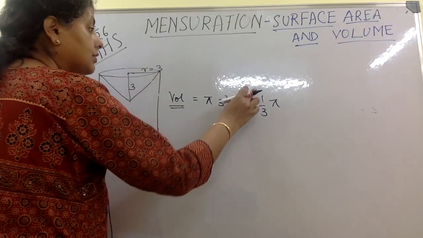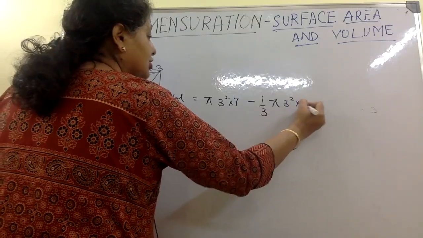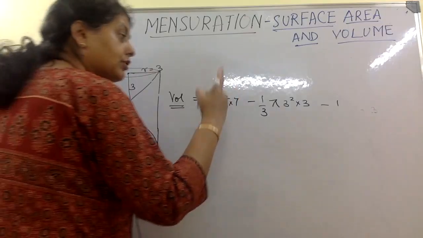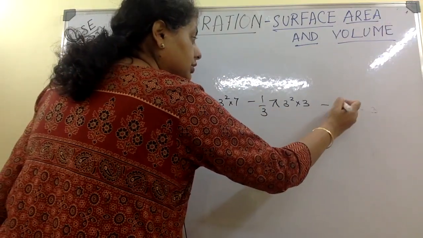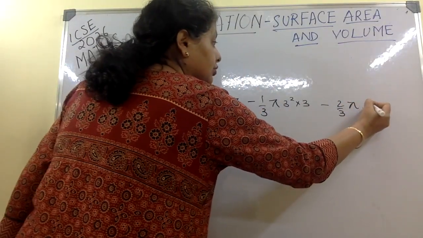So here, 1/3 pi r square. Now r square is 3 and h is another 3, minus this, which is 2/3. The hemisphere is, full sphere is 4/3, so 2/3 pi r cube. R cube is again 3 cube.